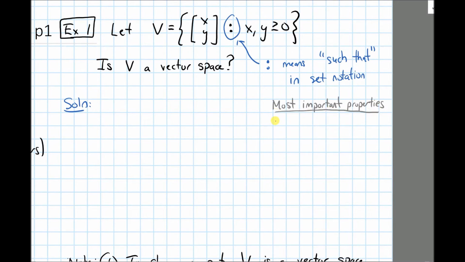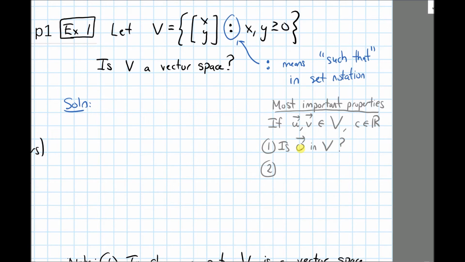So if u and v are in my set, capital V, and c is a real number, the most important properties for V to be a vector space are, so one, the 0 vector needs to be in V. So I need to ask myself, let me word it as a question actually, is 0 in V?